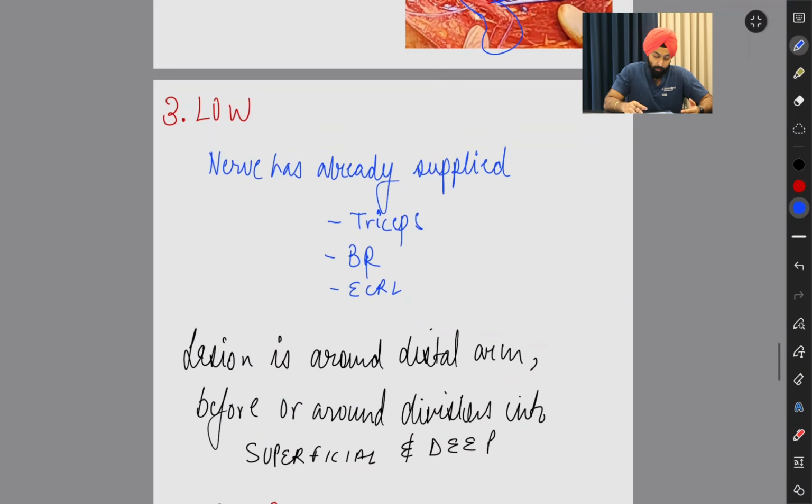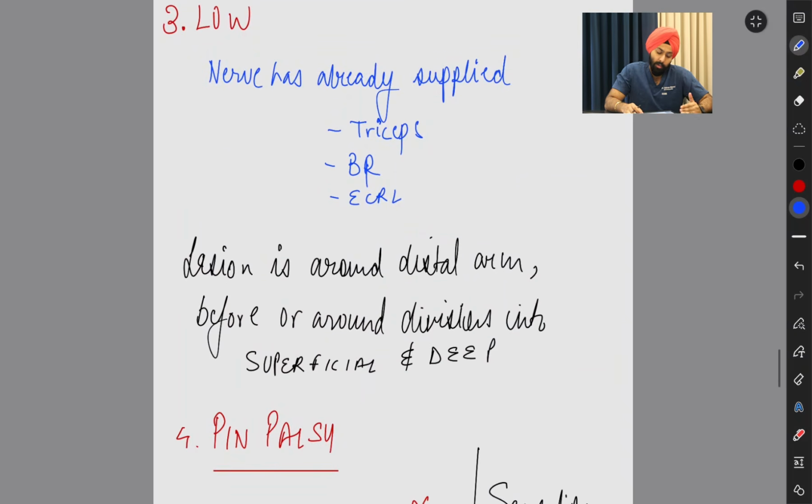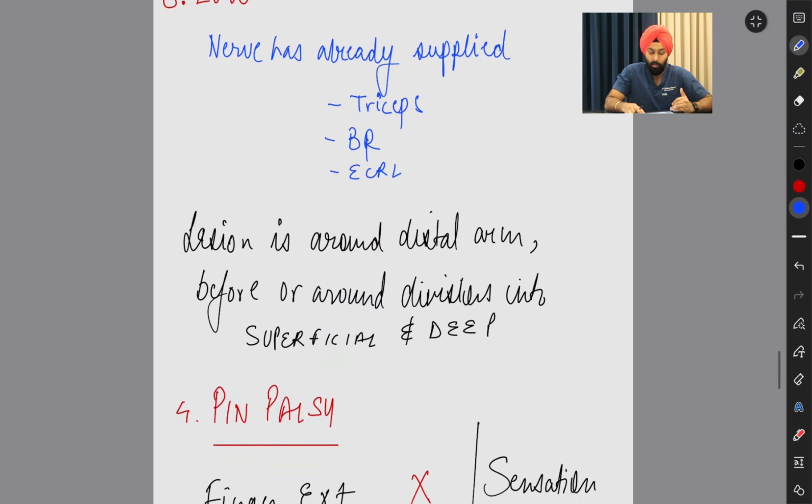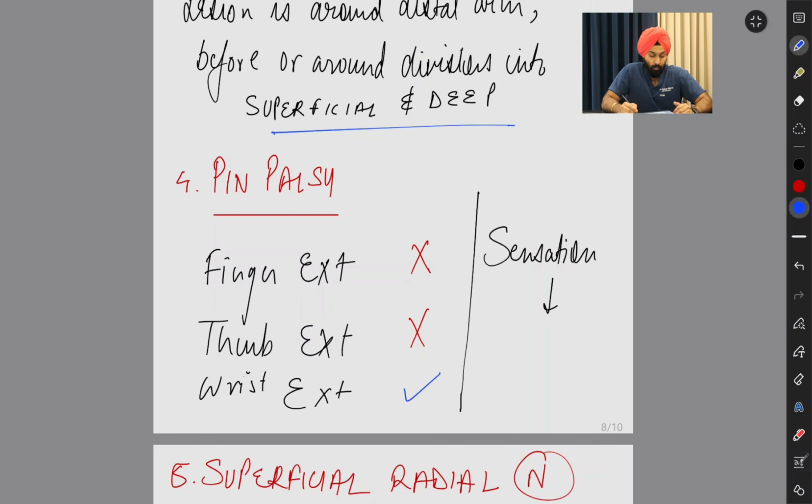Now we have the low radial nerve palsy. Here the nerve has already supplied the triceps, the brachioradialis, the ECRL part. So the lesion is around the distal arm, before or around its division into superficial or deep branch. Okay. And so for PIN palsy, firstly, since it's a completely motor branch, sensations will be completely normal. In case of the wrist extensors, because they are already supplied higher up for the brachioradialis and the ECRL, wrist extension is there. But our finger and thumb extension is gone. Okay.